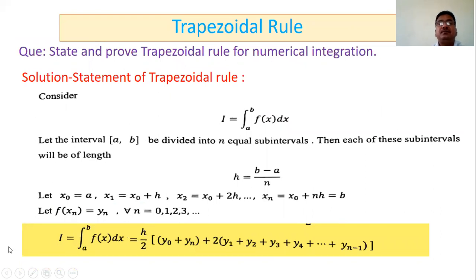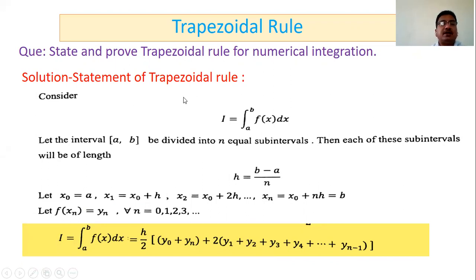So next is the trapezoidal rule. By using the general quadrature formula, we are going to prove 3 rules. First one is trapezoidal rule, second is Simpson's 1/3 rule, third is Simpson's 3/8 rule. All these rules are used to obtain the numerical integration. So the question is: state and prove trapezoidal rule for numerical integration.